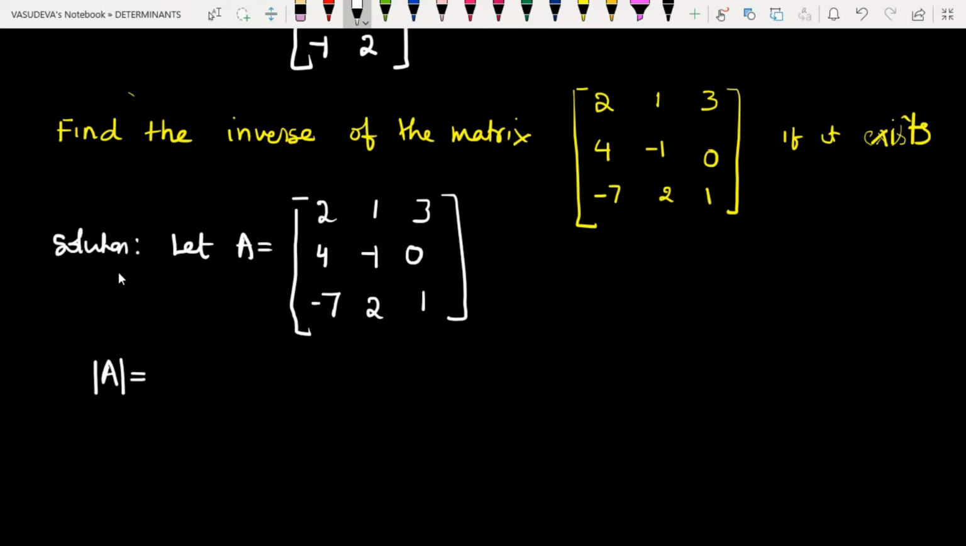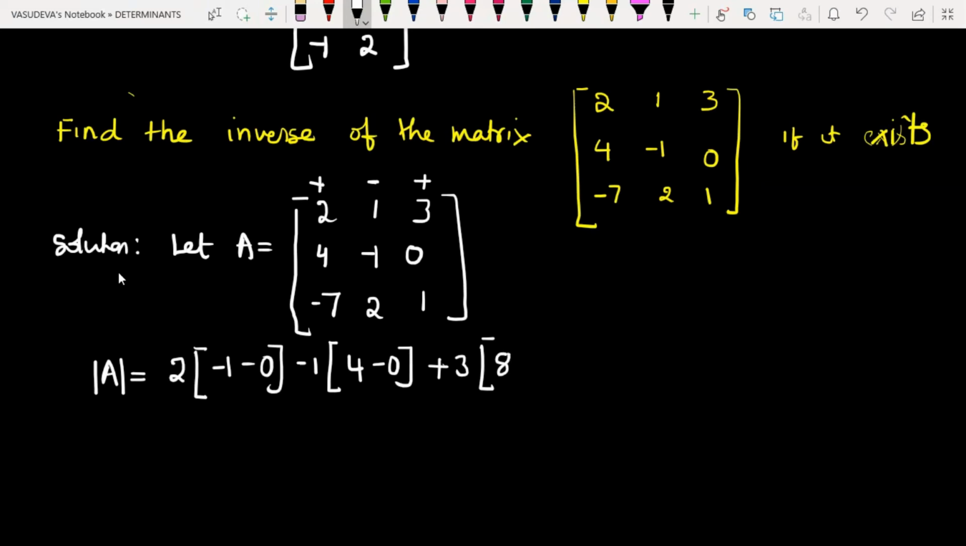So now I am expanding this determinant along the first column, that is 2 into determinant of minus 1 0 2 1, that is minus 1 into 1 is minus 1, 2 into 0 is 0, and minus 1 into, you must know how to expand the determinant by seeing the earlier videos, and minus 1 into, because the sign is plus minus plus, minus 1 into determinant of 4 0 minus 7 1, that is 4 into 1 is 4 minus 0, and plus 3 into determinant of 4 minus 1 minus 7 2, that is 4 into 2 is 8 minus 7 into minus 1 is plus 7.